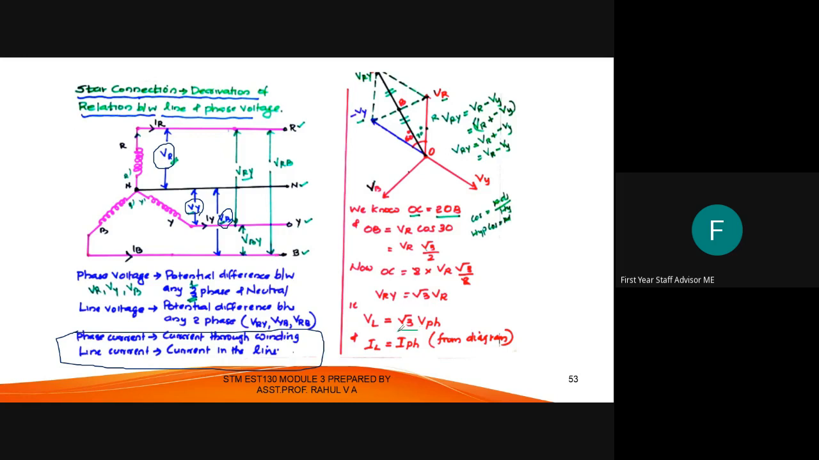So I can say that line current in a star connection is equal to phase current in the star connection. Line current and phase current are equal, and there is no need to do any derivation here. This is the final answer. Line voltage is equal to root 3 phase voltage. Line current is equal to phase current. This is the expression.